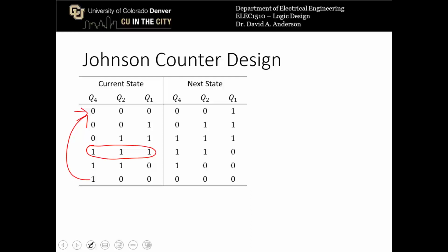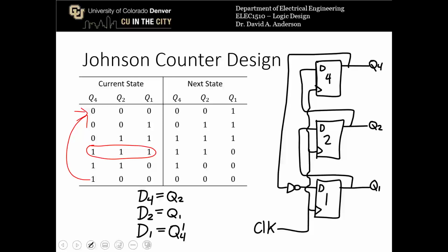Now, the states for this are almost exactly the same as the ring counter except for D1. So D4 again is Q2. You can just compare the next state and the current state to see that equivalence. D2 is going to be Q1 and D1 is going to be Q4 prime. So the only difference between the ring counter and the Johnson counter is D1 is Q4 prime rather than Q4.